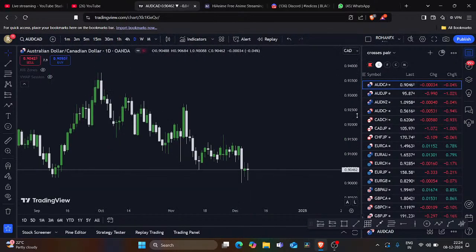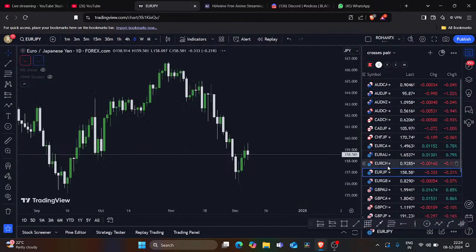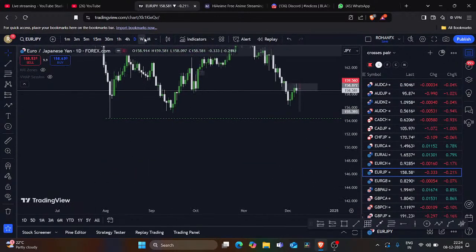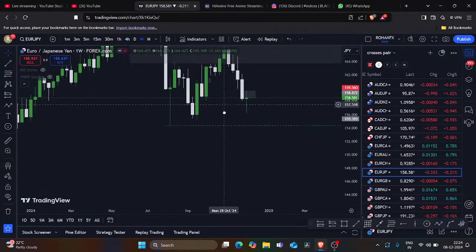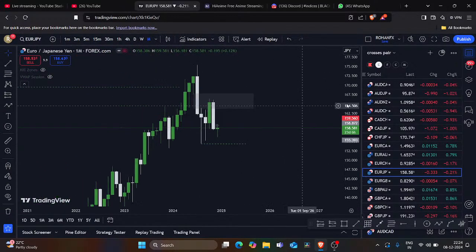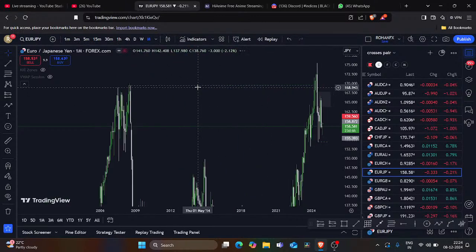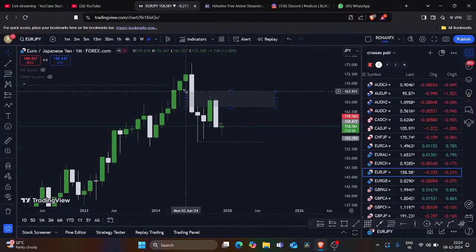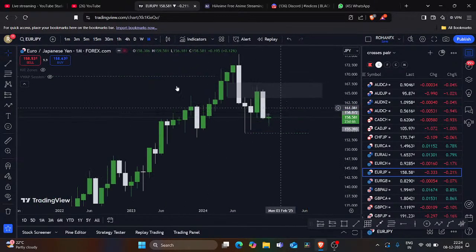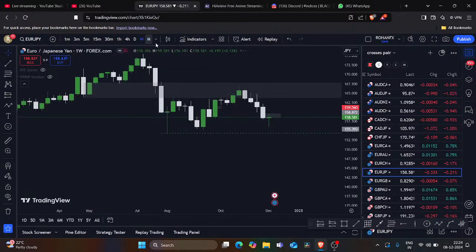AUD CAD, I think there's a beautiful trade coming. Can you look? Euro JPY actually looks bearish. It is respecting the monthly fair value gap here. See, it has taken out the liquidity of this. After the liquidity, it is respecting the fair value gap, plus there's an order block it is tapping.